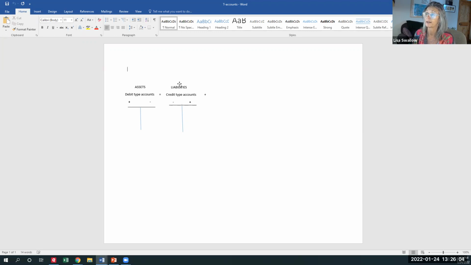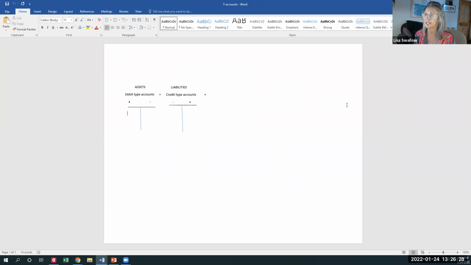Liabilities. Liabilities are credit type accounts, right? So the plus sign goes over here. In other words, that's the normal balance. So to make a liability go up, you credit it, okay? And so go ahead and finish this for the 4 components of equity.